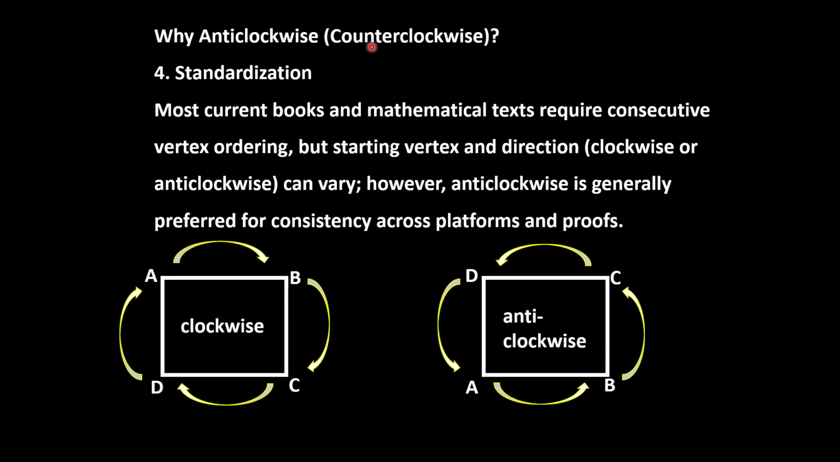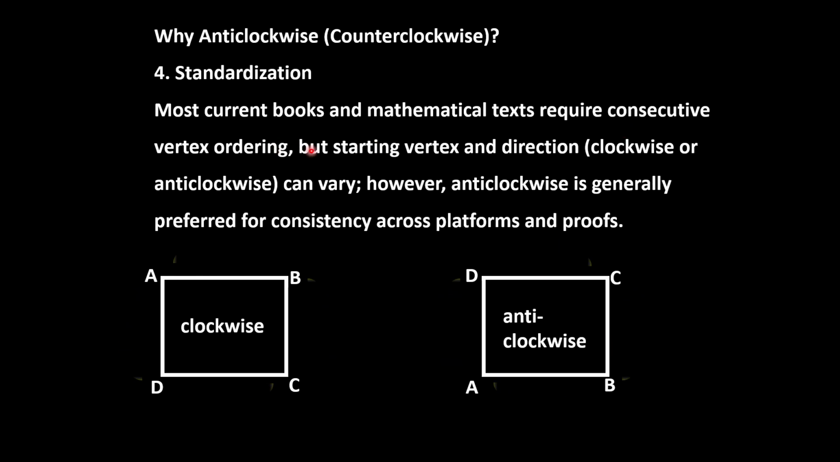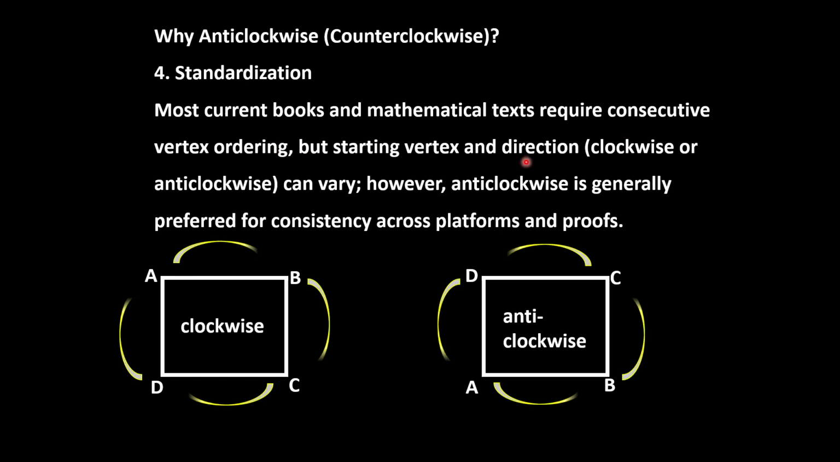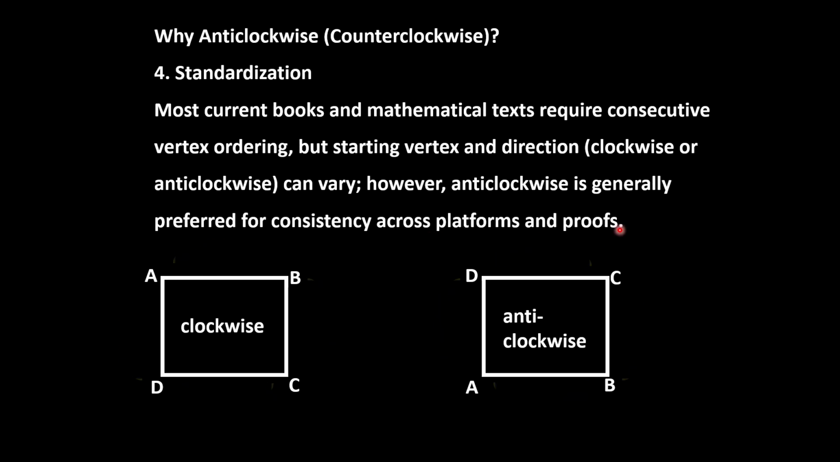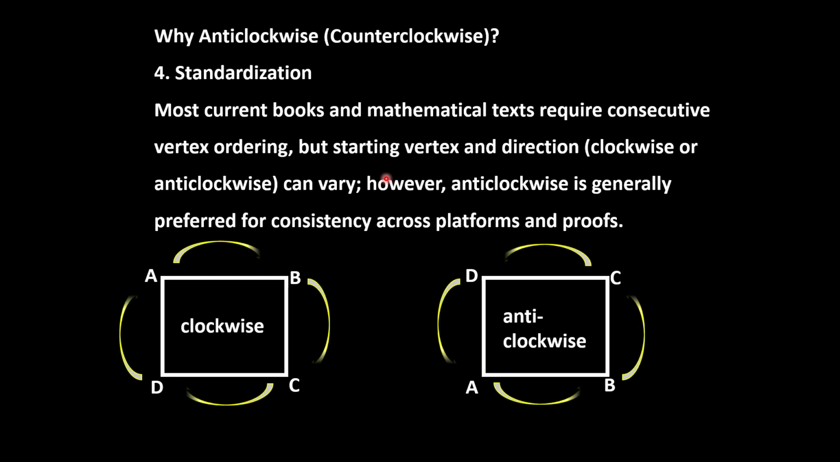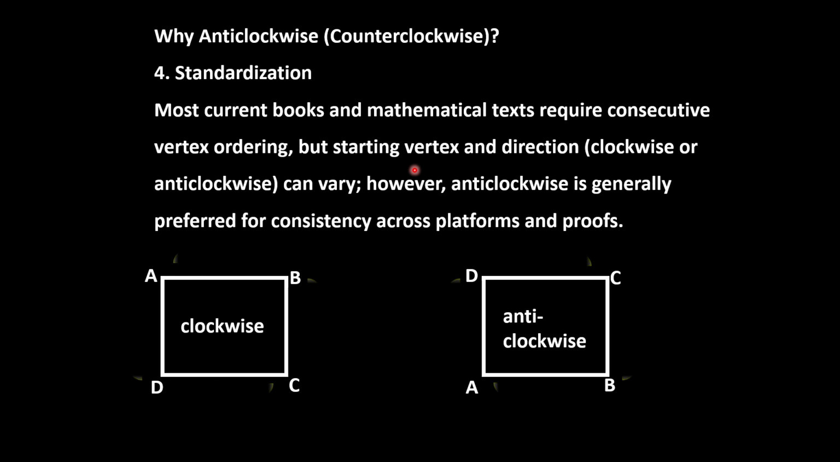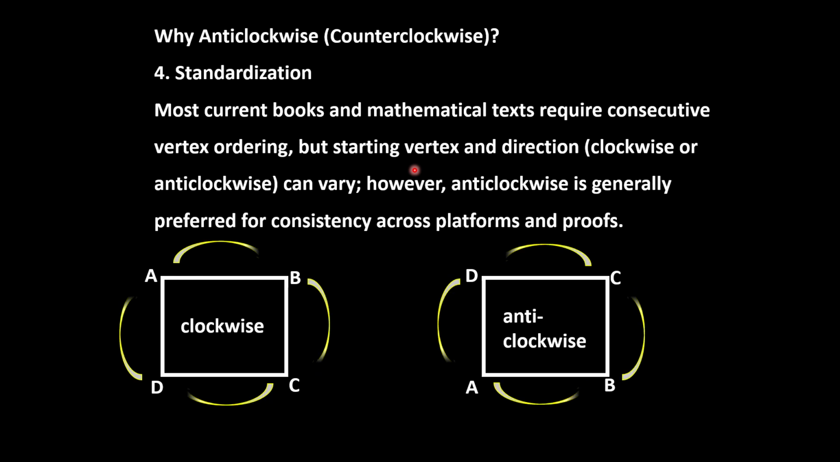Why anti-clockwise? Point number 4, standardization. Most current books and mathematical texts require consecutive vertex ordering, but starting vertex and direction can vary. However, anti-clockwise is generally preferred for consistency across platforms and proofs. So in international textbooks and conventions, if you go to an artificial intelligence and say the rectangle ABCD, it will assume that it is in the anti-clockwise order.